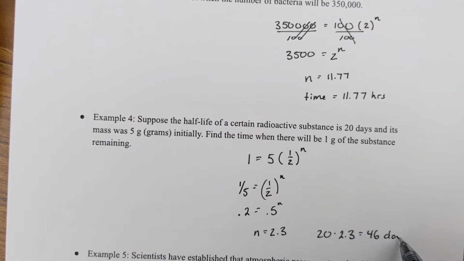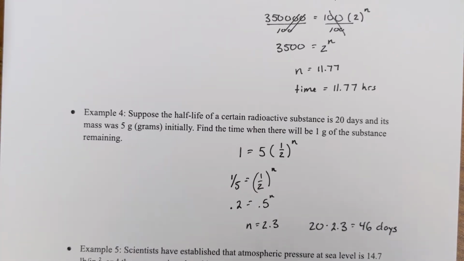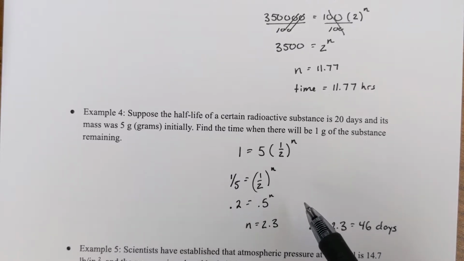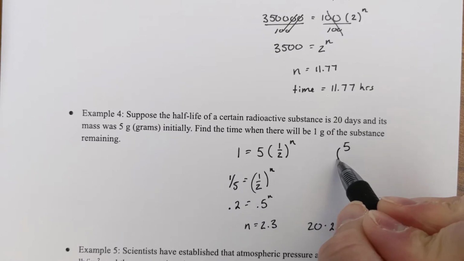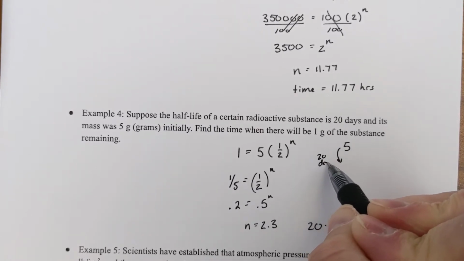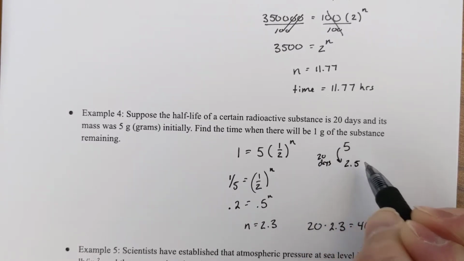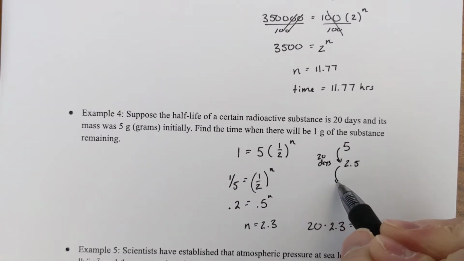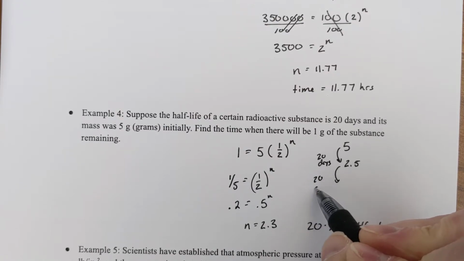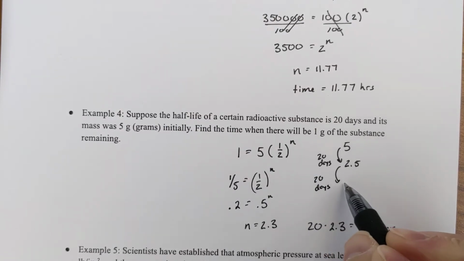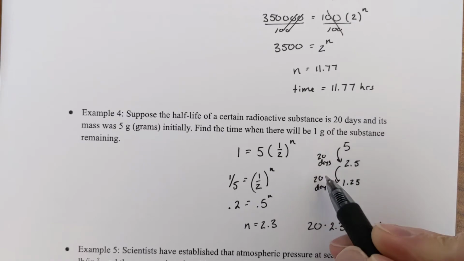46 days. So remember, the way the half-life works is you lose half of it. So I started with 5. So after 20 days, I have half of what I started with. After another 20 days, I have half of that, which is now 1 1/4. So there's my 40 days.